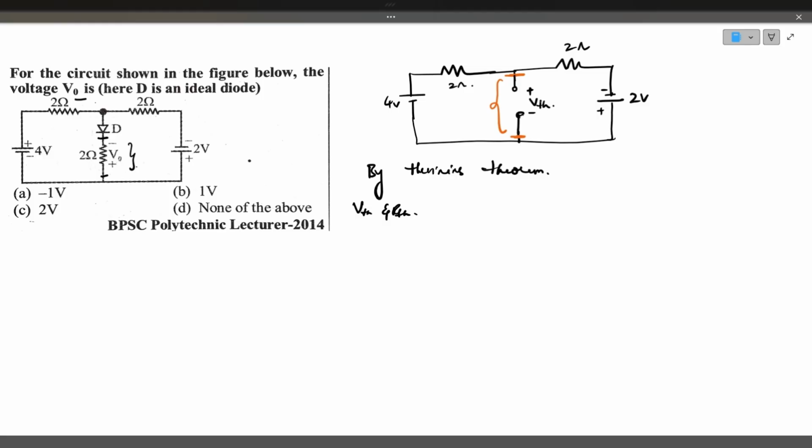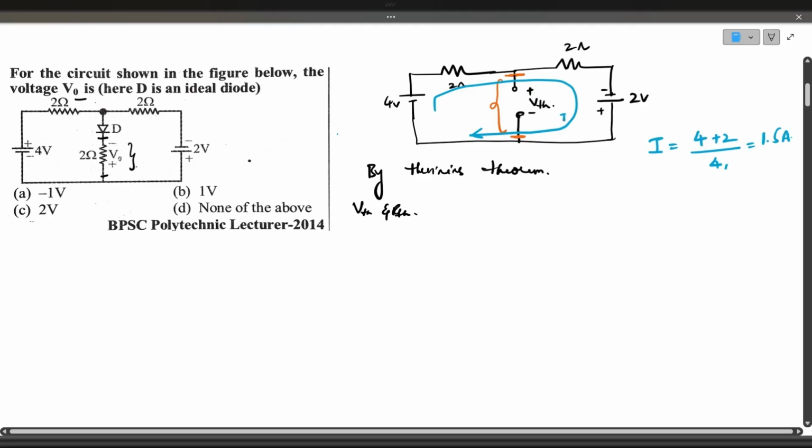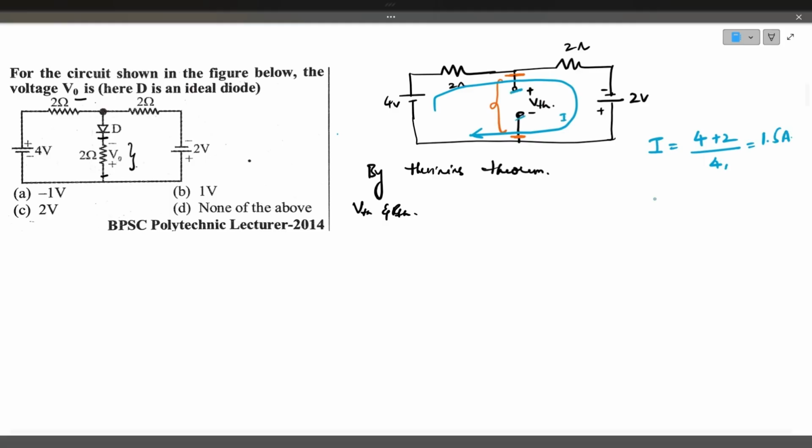What will be V Thevenin? The current is flowing in this direction. Calculate the current: I is equal to 4 plus 2 volts divided by 2 plus 2, that is 4 ohms. So the answer is 1.5 amps, the current that is flowing. So what is the voltage across these terminals? V Thevenin will be 4 volts minus 2 into 1.5, that is equal to 1 volt. In this branch, 4 volts and the drop here is 3 volts. So 4 minus 3 will be 1 volt.